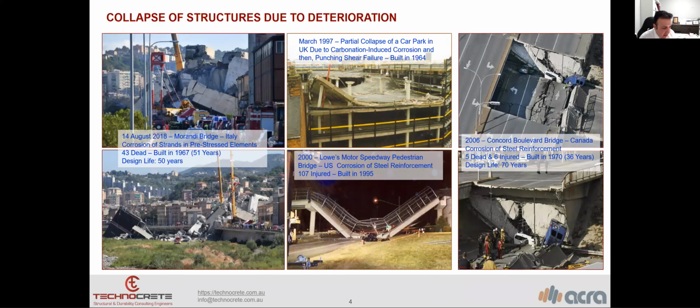And the next one is a pedestrian bridge only 5 years old, which failed due to corrosion of steel reinforcement. And the right-hand side is a bridge in Canada, which collapsed after 36 years due to corrosion of steel reinforcement, with 5 people dead and 6 injured. But the design life had been 70 years. Then look at this picture and the other collapses.